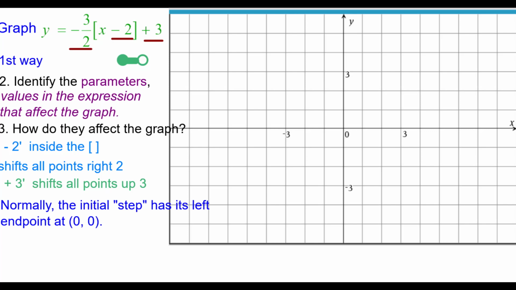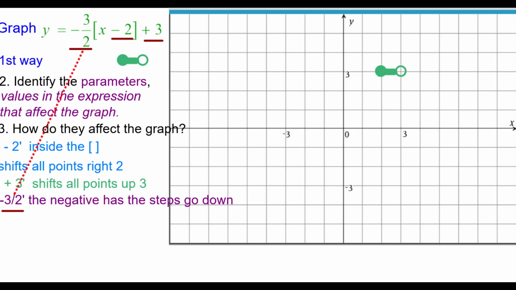Normally the initial step has its left endpoint at 0, 0. But since we're shifting points to the right 2, that'll affect the x coordinate, so the initial step will be at 2. And we're shifting all points up 3, which will affect the y coordinate. So it'll be at 2, 3. So let's plot that point and put a step there.